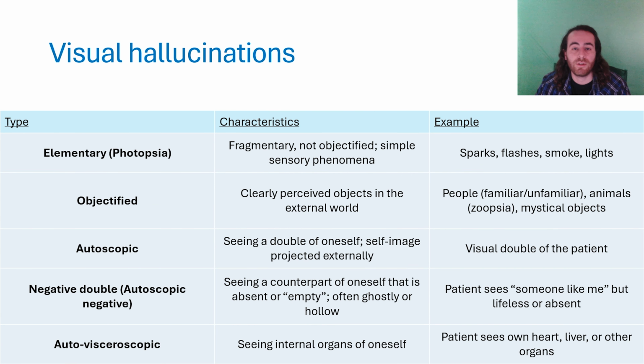Now let's look at each sensory modality, starting with vision. I won't be stopping at simple and elementary hallucinations as we've already mentioned what they are. Specific visual hallucinations include autoscopic hallucinations, which means seeing a visual double of oneself. A person may also be seeing a negative double of oneself, or hallucinations can be autovisceroscopic, meaning a person is seeing through their own body and sees their organs.